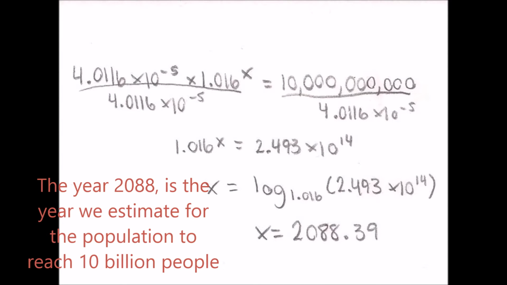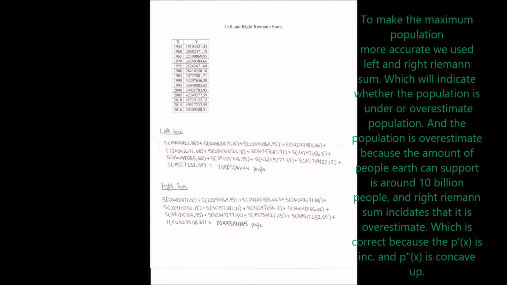The year 2088 is the year we estimate for the population to reach 10 billion people. To make the maximum population more accurate, we use left and right Riemann sums, which will indicate whether the population is an under or overestimate. The population is overestimated, because the amount of people Earth can support is around 10 billion, and the right sum indicates that it is the overestimate, which is correct because P prime of x is increasing and P double prime of x is concave up.